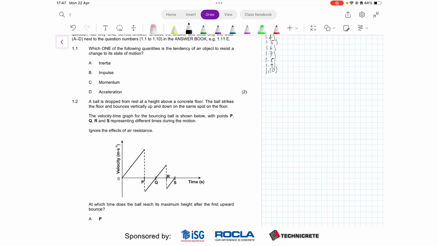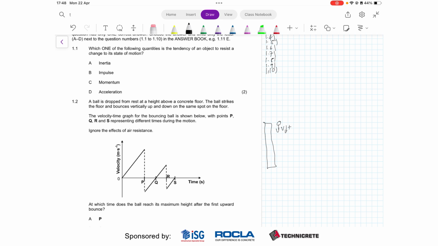1.2, a ball is dropped from rest at a height above a concrete floor. So our ball is dropped at whatever speed, right? And our speed is also downwards, meaning it's positive, okay? Because look at our graph. Our graph has a positive gradient going up, meaning it's increasing. It's a positive velocity. It's above the zero line, okay? So our downwards velocity is chosen as positive.